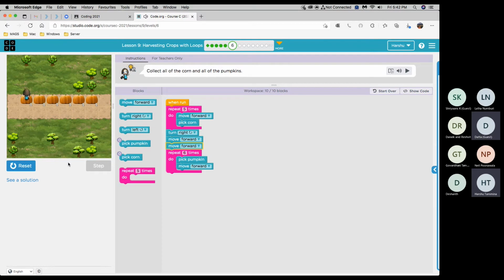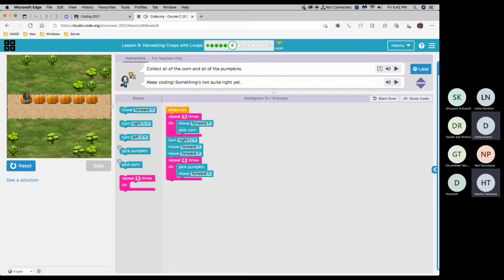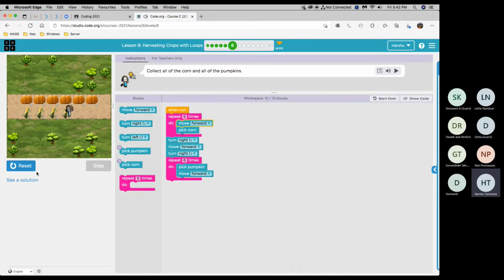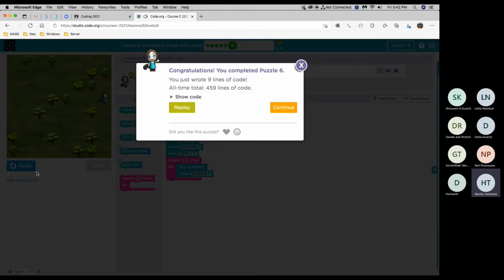Just saying, you put a move forward, it's a turn right. Oh, sorry. It's a turn right, move forward, turn right. Yeah, that's my mistake. Okay, let's run that again. Yep, that's correct. Good job.